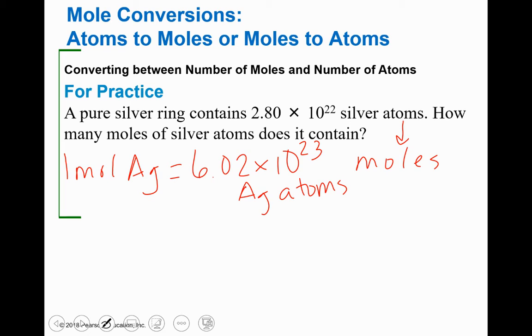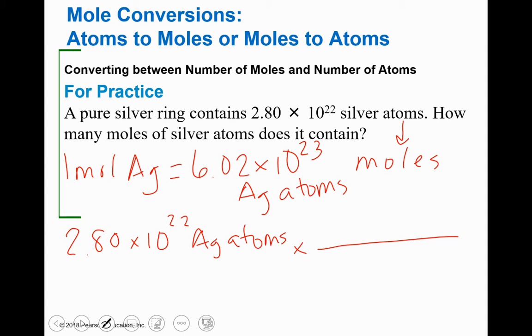Okay. So that's going to be my conversion factor. I always start with what I'm given. So I have 2.8 times 10 to the 22nd silver atoms. Okay. And I'm going to multiply that by my conversion factor, Avogadro's number. I want to solve for moles, so moles is going to go on top. So I have 1 mole of silver, and then 6.02 times 10 to the 23rd silver atoms on the bottom.